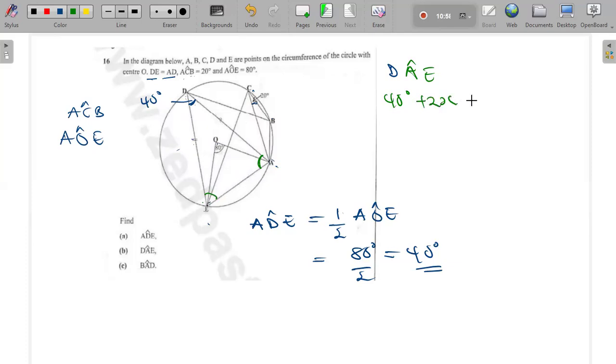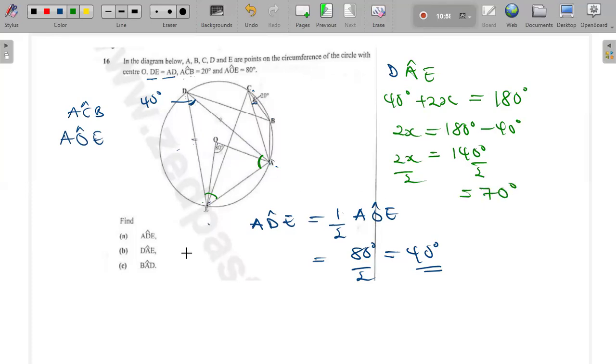And then this should be equal to what? This should be equal to 180 degrees, since the angles in a triangle add up to 180 degrees. Then 2x is equal to 180 degrees minus 40 degrees, which gives 2x equals 140 degrees. Then divided by 2, 140 divided by 2 gives me 70. So the angle DAE is just 70 degrees.